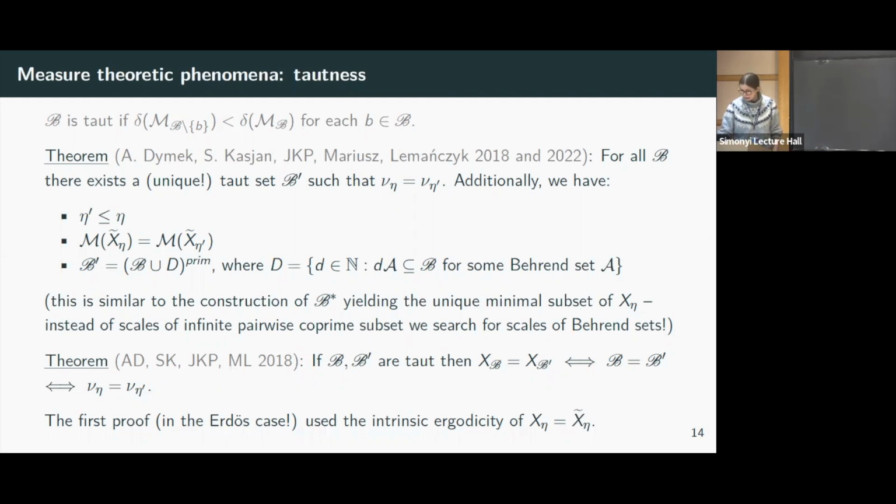So this used the intrinsic ergodicity of the B-free subshifts. I will talk more about it in a second. And then when we started looking at general sets B, it turned out that this is true for taut sets.